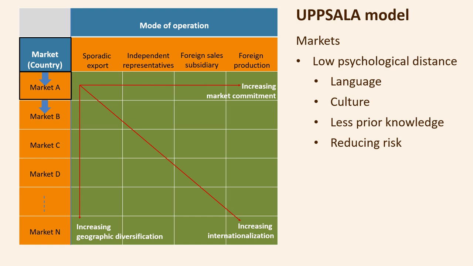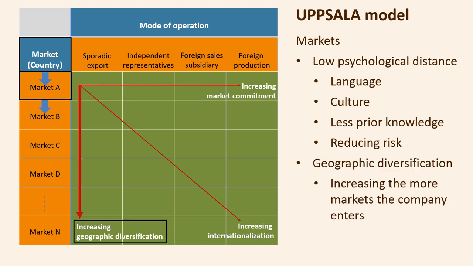Companies tend to begin international expansion by entering markets with low psychological distance. They often select countries and markets with similar languages, cultures, and business practices, since these factors demand less prior and new knowledge, thereby reducing risk. As the company enters more markets, its geographic diversification continues to grow.